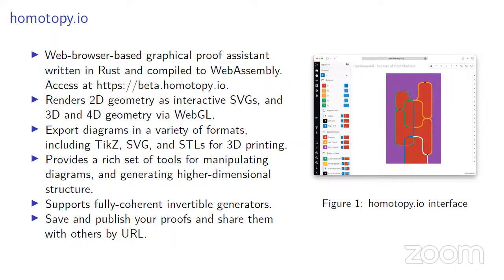So, new features. We now have support for fully coherent invertible generators, which means that when you are inputting your algebraic signature, you can mark certain pieces of the signature as invertible. And that's really helpful for working with equational theories of string diagrams. In a previous version of the system, if you wanted to add an associativity law, you'd have to add both sides. And then maybe you had some higher coherence that you'd want to use, but the system wouldn't know about it. But now you have that.